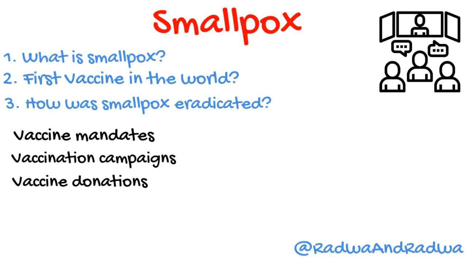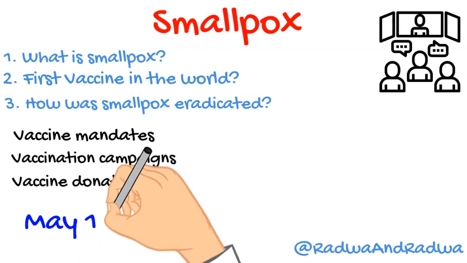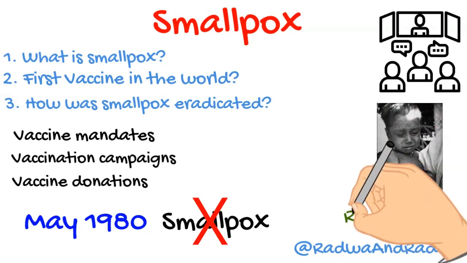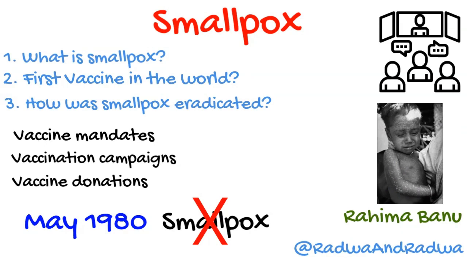Disease surveillance was very important. So when cases were detected, they were isolated, and then people living close by were vaccinated. The disease was declared eradicated in May 1980. And the last person to acquire the natural smallpox infection was a 3-year-old girl in Bangladesh named Rahima Banu. But then we finally were able to eradicate the smallpox disease thanks to vaccinations and coordinated global efforts. Yeah, a wonderful success story indeed.